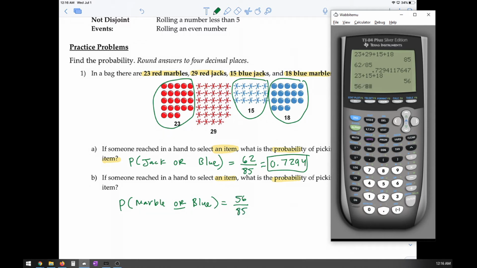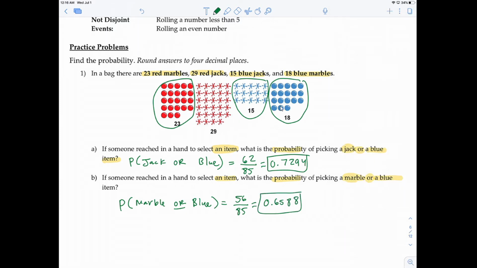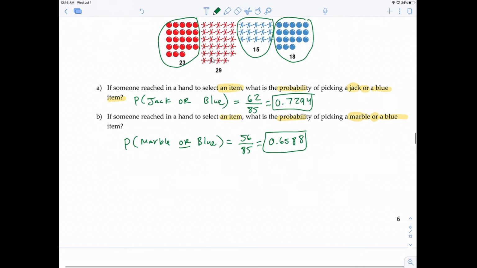And then we can change this to a decimal by dividing. So 56 divided by 85 gives me 0.6588. Again, the instruction says to round to 4 decimal places, and that's how we got that answer.